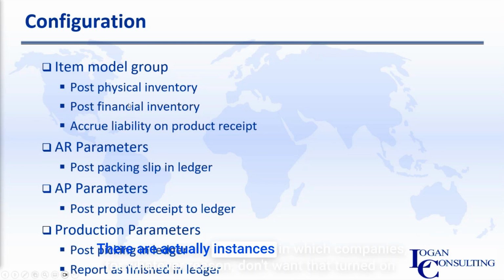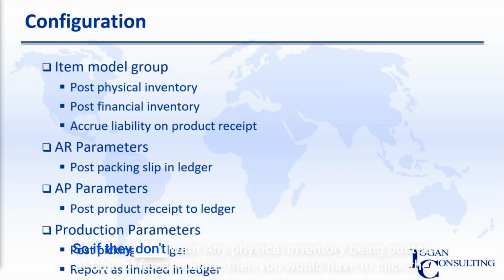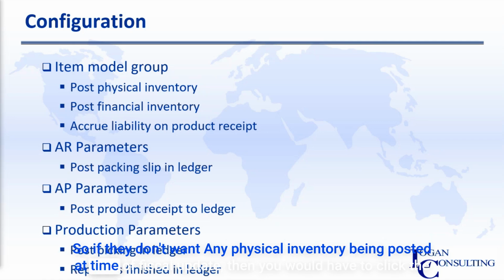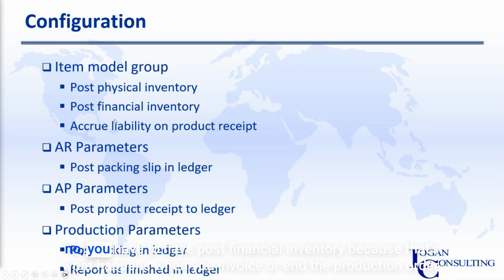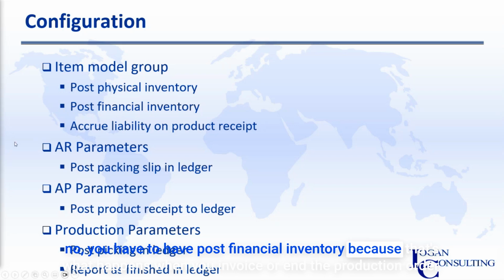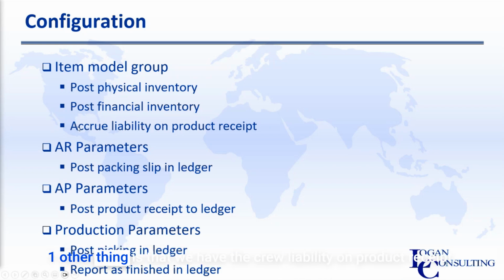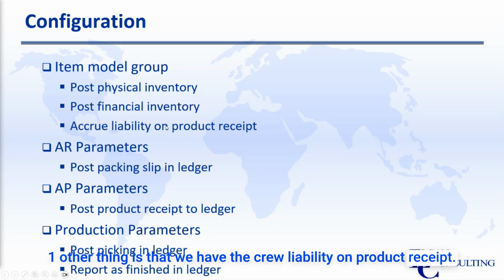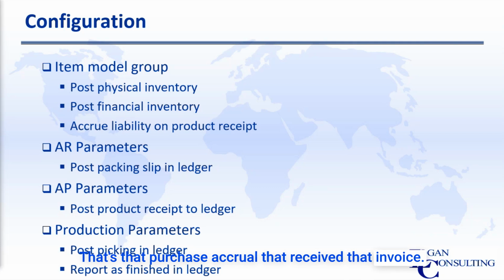There are actually instances in which companies, for whatever reason, don't want that turned on. So if they don't want any physical inventory being posted at time of physical update, then you would have that click to no. You don't have to have post financial inventory because that's what happens when you invoice or end the production order. One other thing is that we have the accrue liability on product receipt. When people say, oh, we want to do an accrual, that's that purchase accrual, received on invoice.